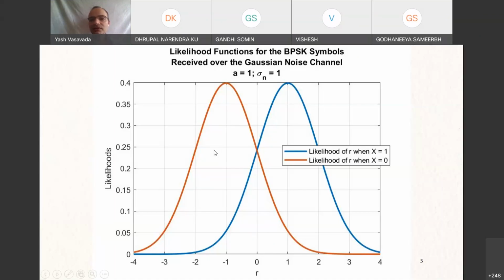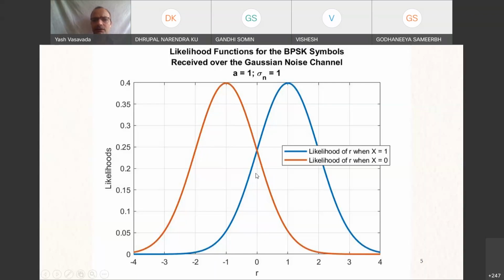On the left-hand side of this intersection, the red is bigger than the blue, and so I will say that x is equal to 0 was transmitted. Otherwise, I will say that x is equal to 1 was transmitted. So that is how even visually, pictorially, we can say that r equal to 0 is the decision bound.